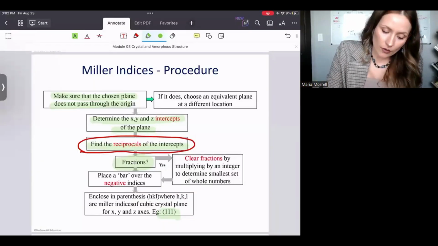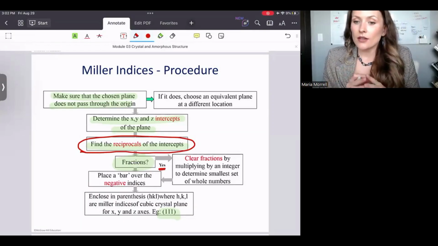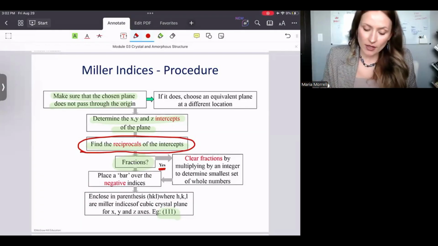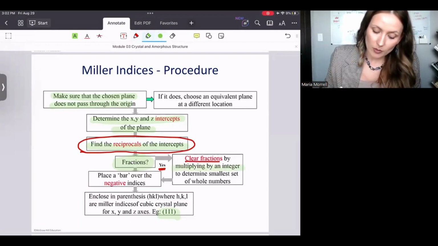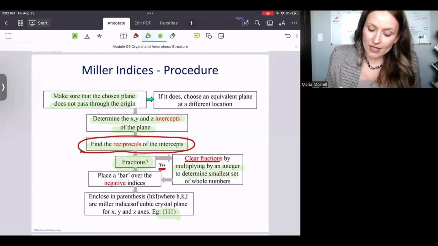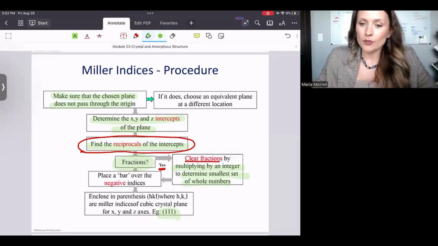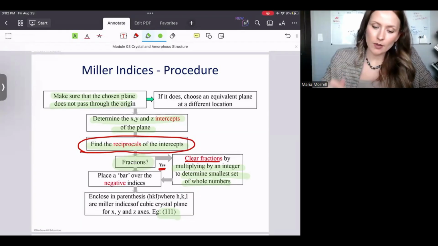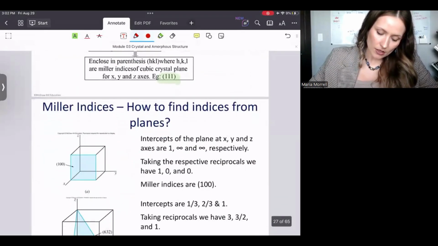Now, if we end up with fractions, then we need to take one more step, and that is we need to clear fractions, right? And the way you do it is you multiply it by an integer to determine the smallest set of whole numbers, right? This is relatively straightforward. And then you just go back to the same routine. And I believe I have perhaps an example.